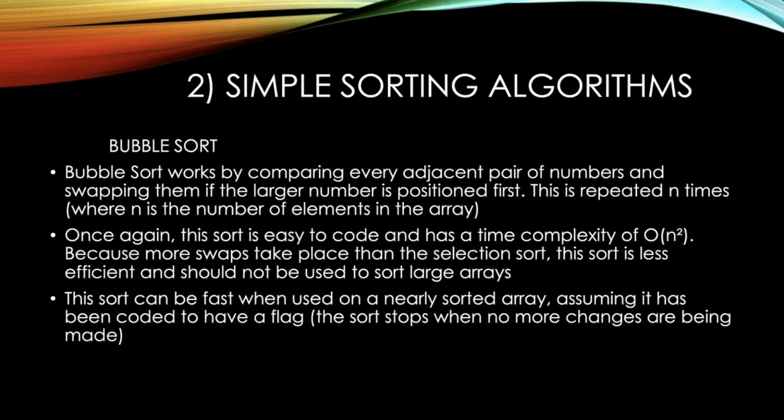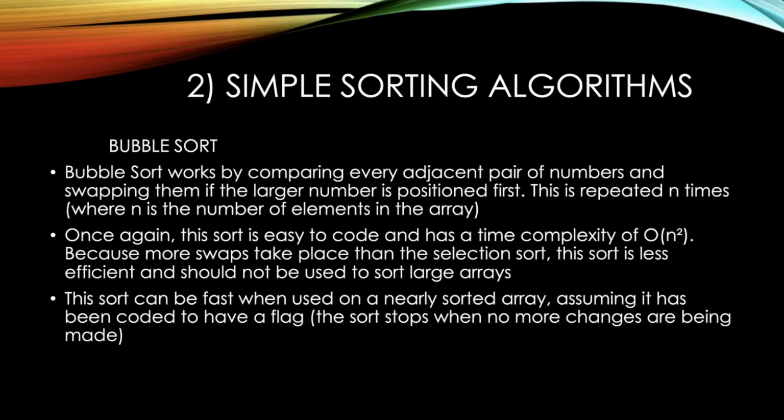The next simple sort is a bubble sort. Bubble sort works by comparing every adjacent pair of numbers and swapping them if the larger number is positioned first. This is repeated n times, where n is the number of elements in the array. Once again, the sort's easy to code and has a time complexity of O(n squared).